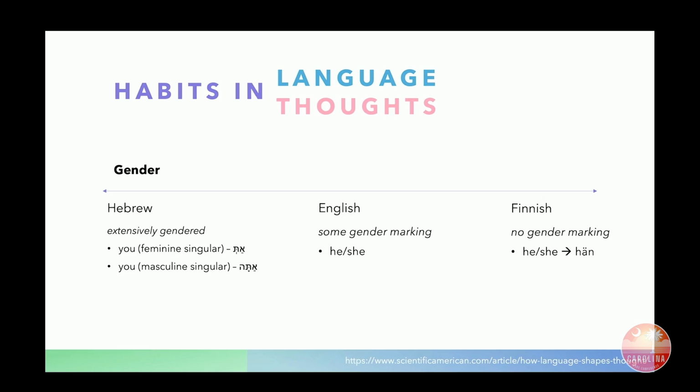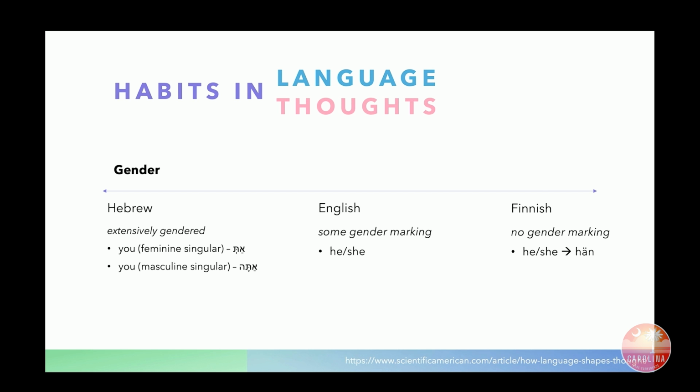So another example of that is gender. Hebrew is a language that is extensively gendered. When you're saying the word you have to be specific about, is it you a female, is it you a male? So you female is at, you masculine is ata. But then on the other side of the spectrum, we have Finnish that doesn't have many gender markers, or any, as far as I could find. So they don't even have separate words for he and she. It's just han for like that person over there is doing something. And then English is somewhere in the middle, because we've got he and she, but we don't have separate you's depending on who you're talking to.